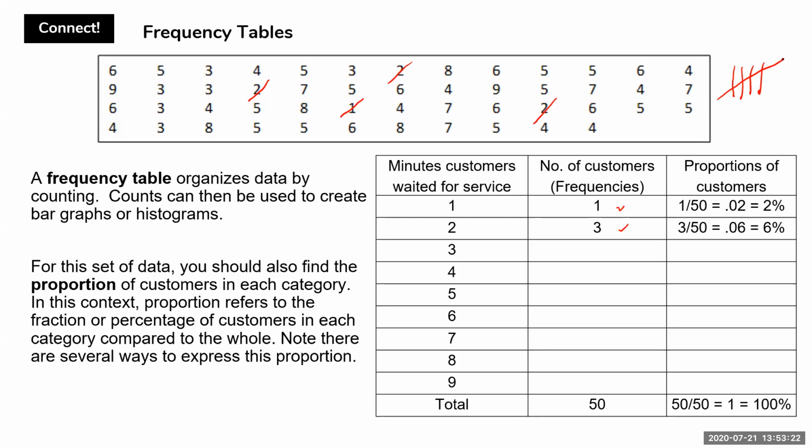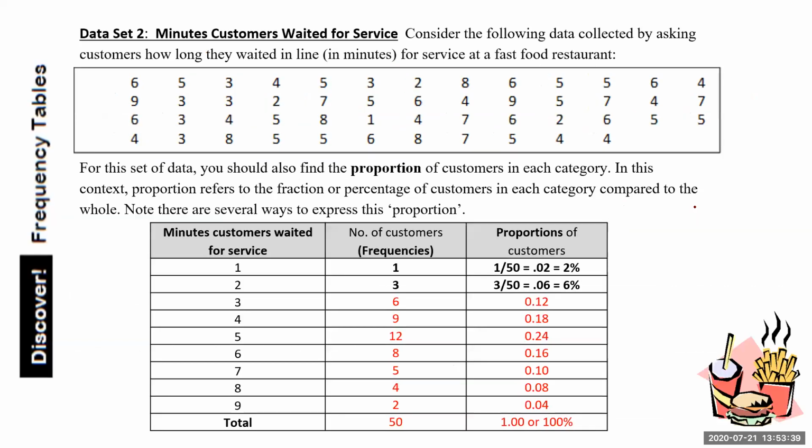On this table, you see number of customers and the proportion. The proportion refers to the fraction. The total gives you 50, and the proportion is how many times 1 shows up over the total, and that gives you the percentage. So that creates a table.